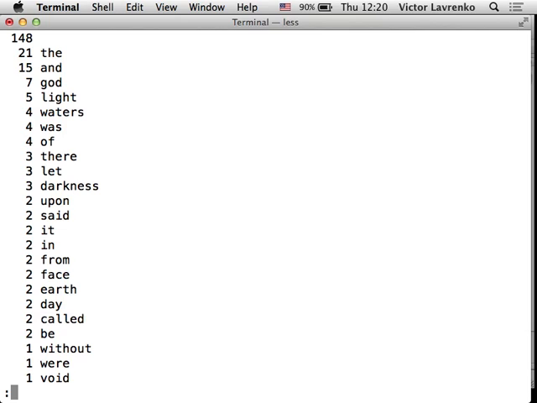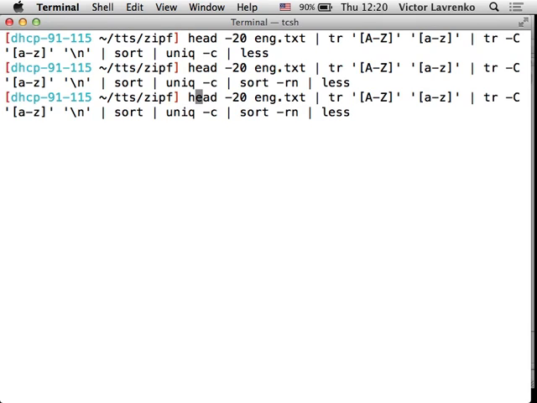And the most frequent word is actually not God. It's the, just like the rest of English. Now, God is pretty frequent, and if you compared it to scientific literature, it would be a huge difference. But English is English, and the is going to be the most frequent word, regardless of what you're dealing with. So that's the first 20 lines.